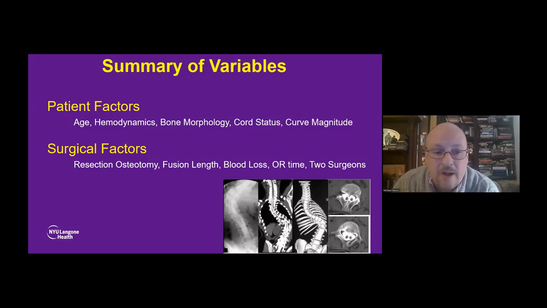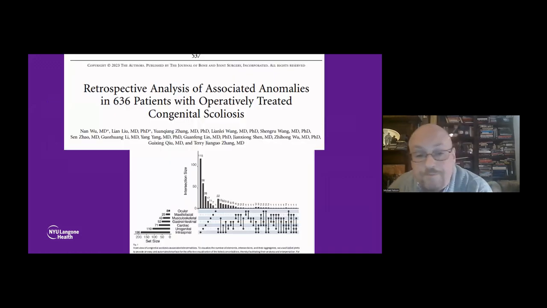And then the surgical factors. Are you doing resections? How many? What are the osteotomies? What type? What is your fusion plan? Short? Is it long? What is the blood loss at the time? What is your OR time? Certain factors, like having 2 attending surgeons, have been shown to have an effect on things such as OR time. So this is a nice paper that looked at congenital scoliosis and operative treatments.